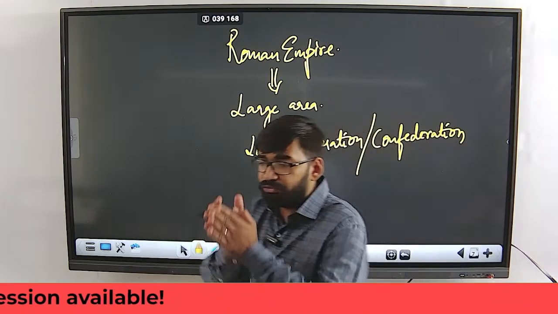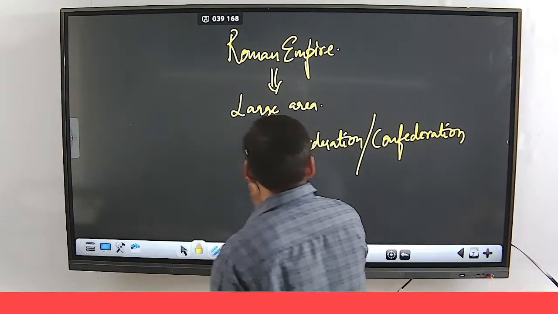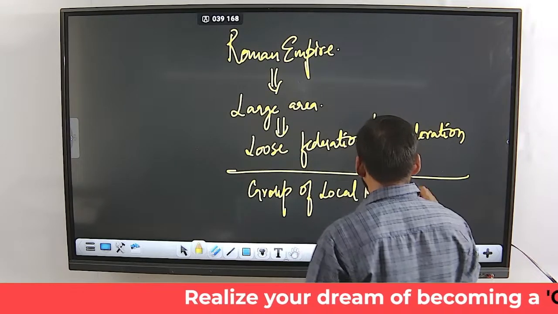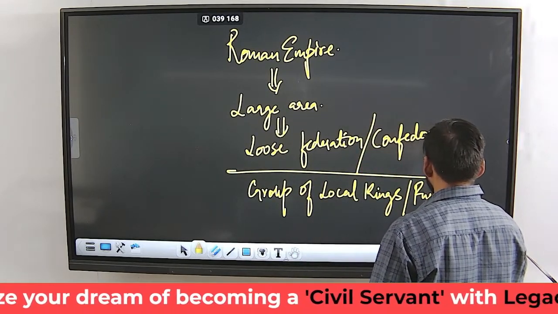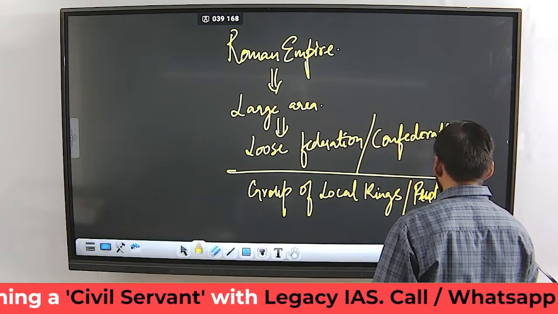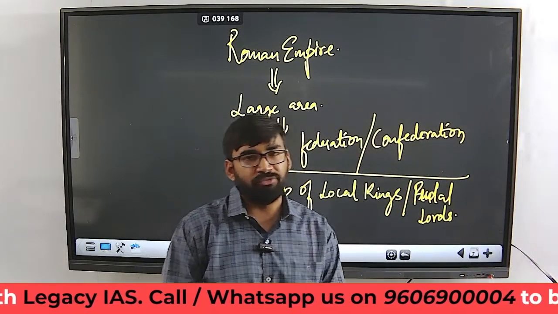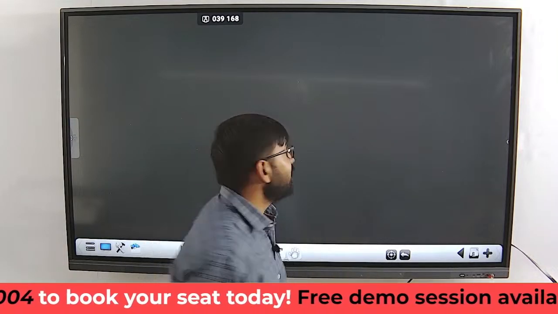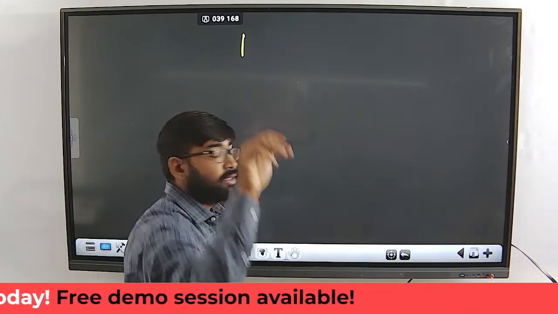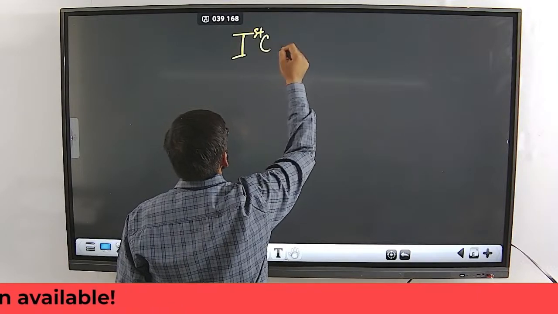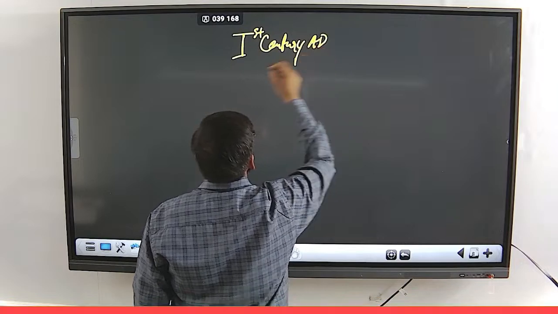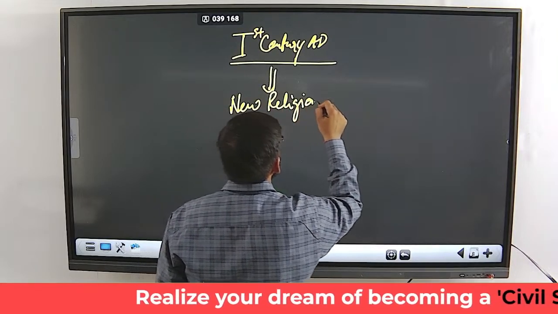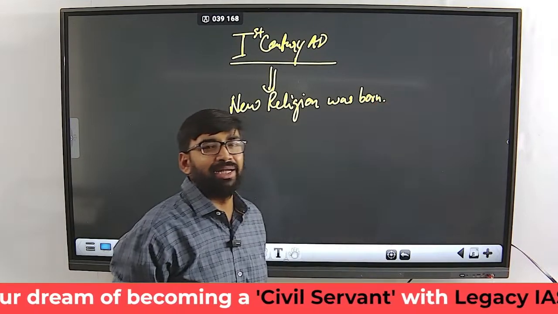That means a group of local kings, feudal lords. Now feudal lords will come into the picture. So the Roman Empire was a loose confederation. It is a group. Clear? Now you'll see that gradually the Roman Empire was there. Now during this time period, that means the first century AD, try to understand, a new religion was born in the Middle East, that is Christianity.